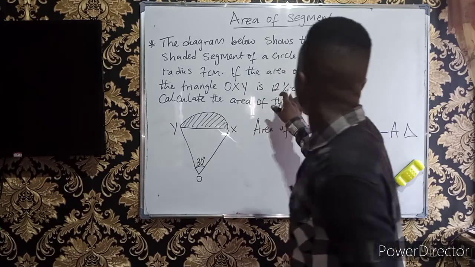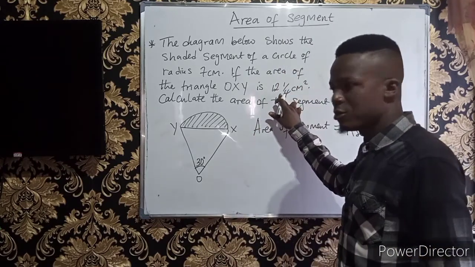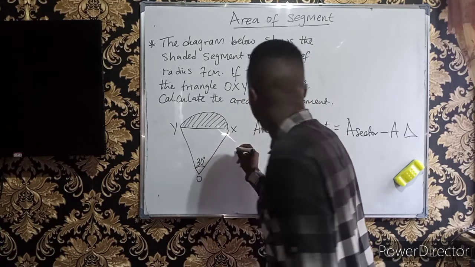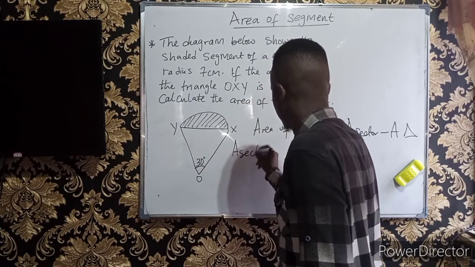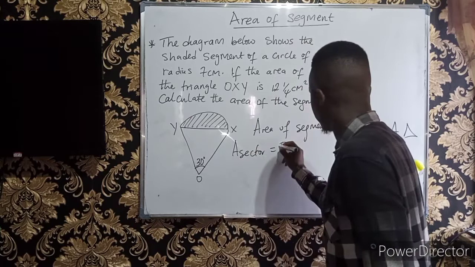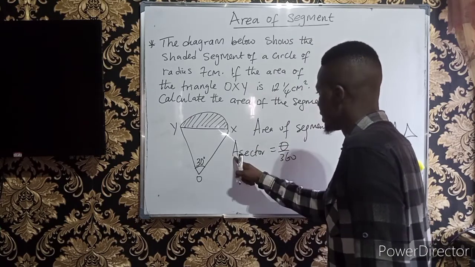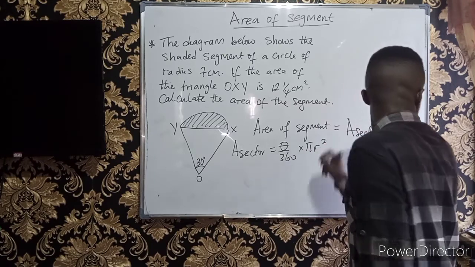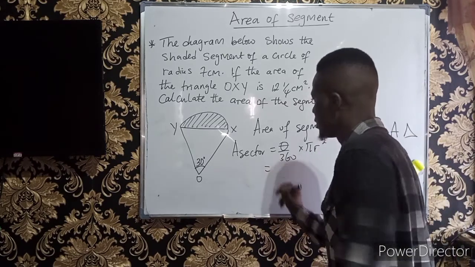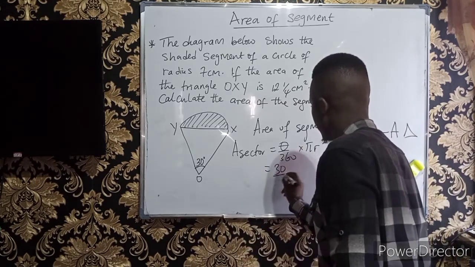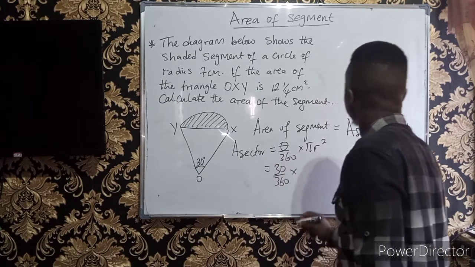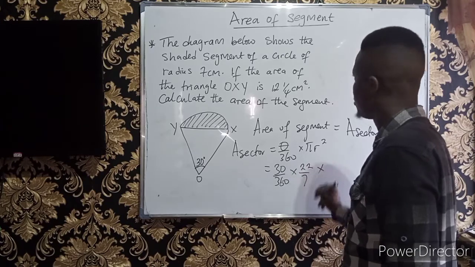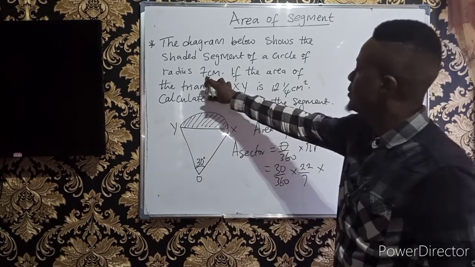And the area of the triangle is known. They have given us the area of the triangle. So the only problem we have here is the area of the sector. And the area of sector is given by the formula theta over 360 times pi r squared. Theta is the angle here, which is 30, so 30 over 360 times pi, which is 22 over 7, times the radius of the circle. Question says that the radius is 7 cm.